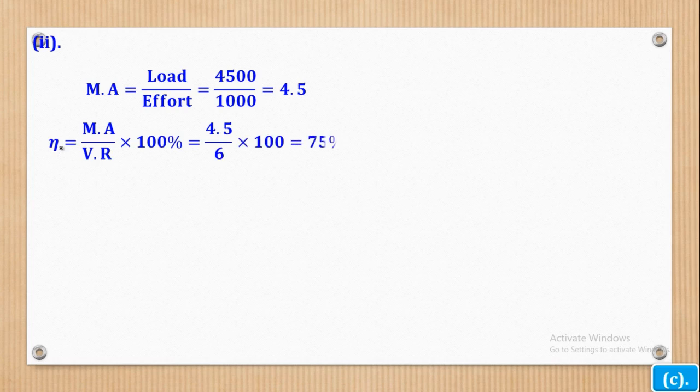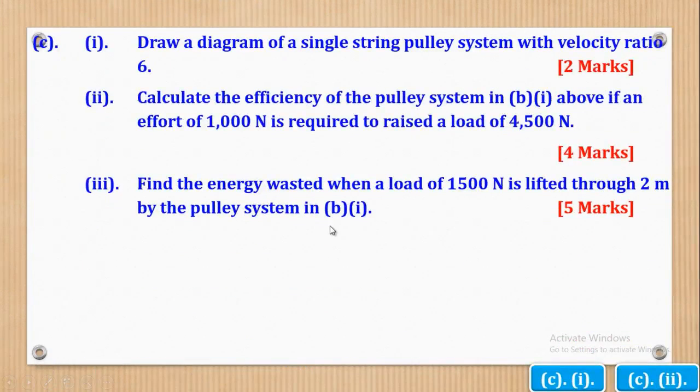Then I remember that efficiency is equal to mechanical advantage over velocity ratio multiplied by 100. So mechanical advantage, we have got it as 4.5. Velocity ratio was given as 6. So multiply by 100 to come up with 75%. So that was Roman 2. Now we shall go to Roman 3. Roman 3 says, find the energy wasted when a load of 1,500 newtons is lifted through 2 meters by the pulley system in B Roman 1. So now we have this load and we have the load distance as 2 meters. Now they want the energy wasted.